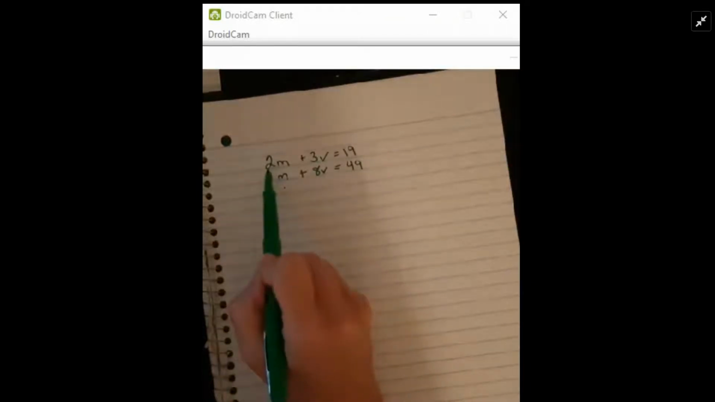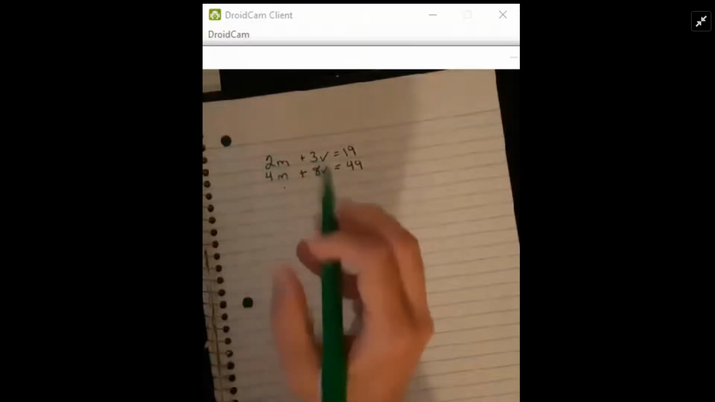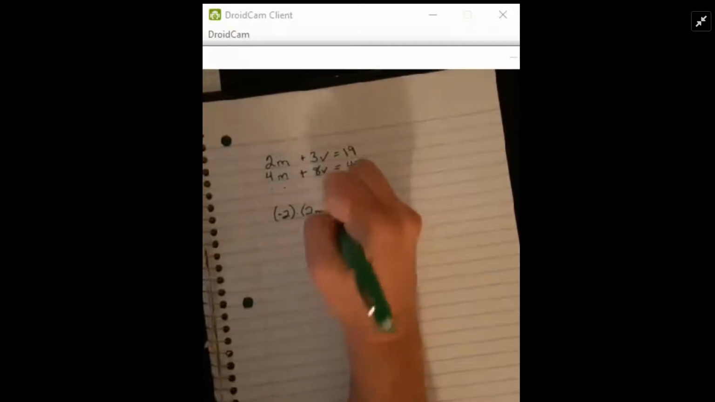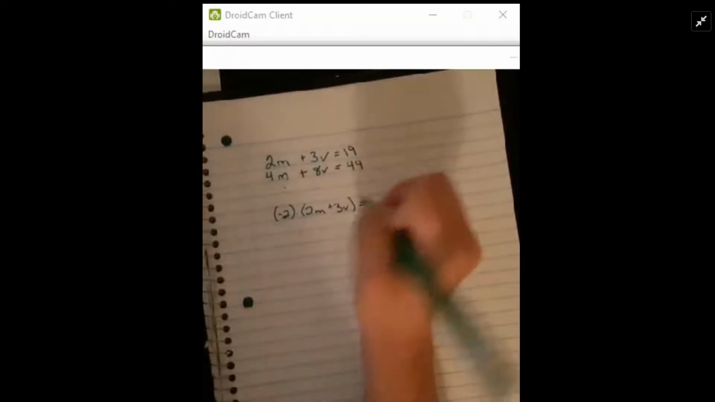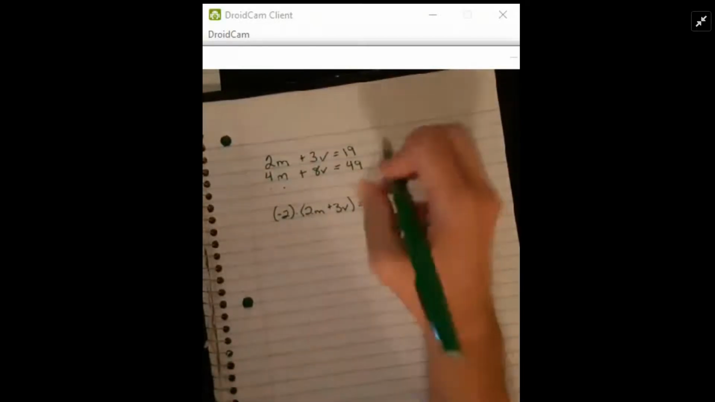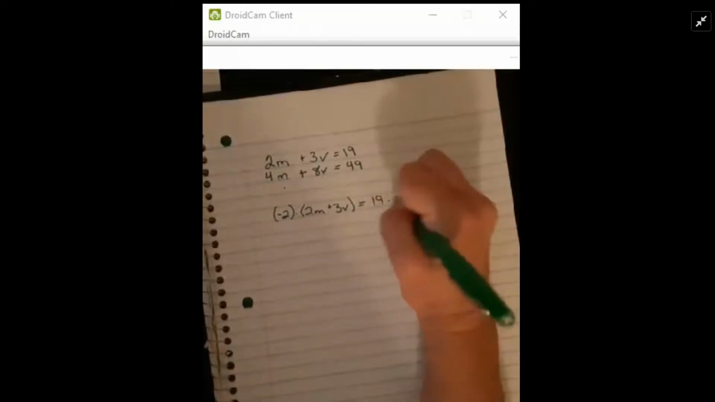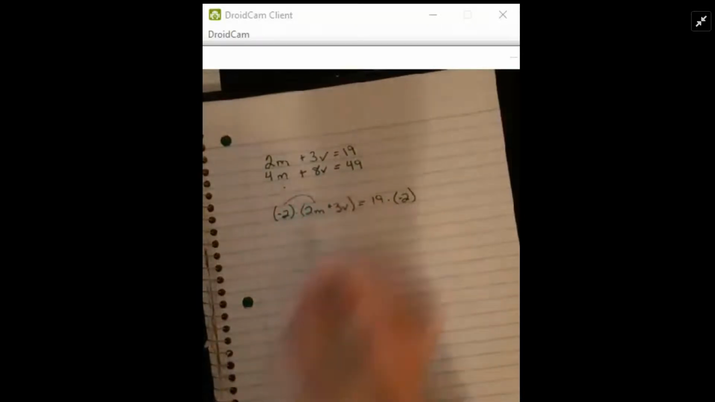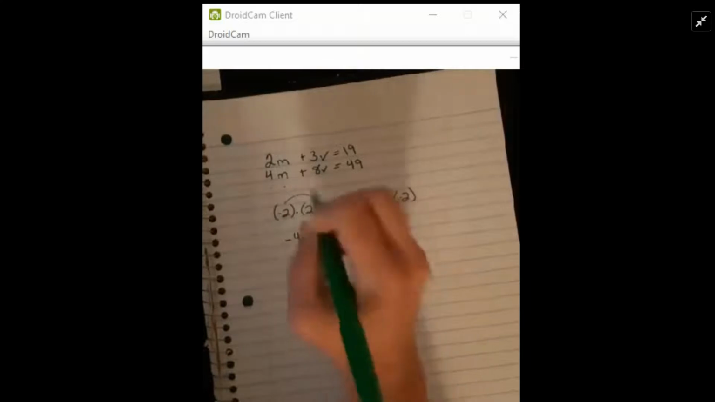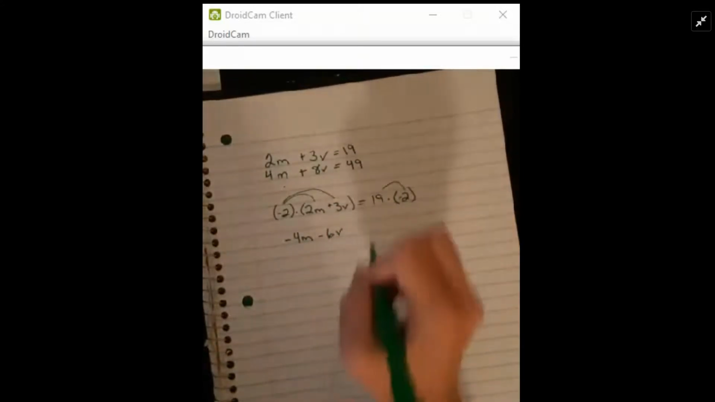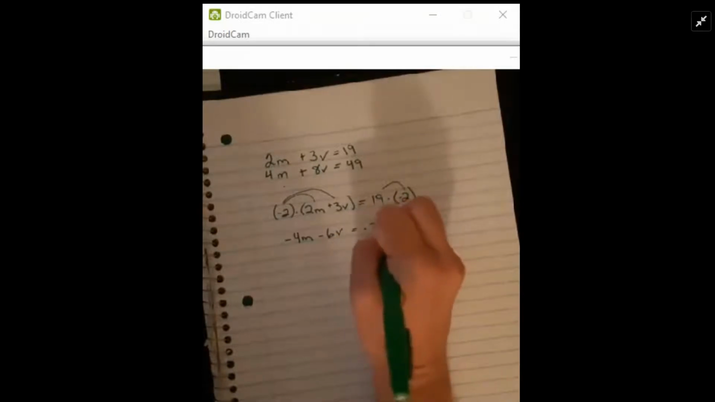And I see that I can make this a negative 4m by multiplying by negative 2. So if I just say negative 2 times 2m plus 3v equals, now remember if you have an equal sign, it's a balanced equation. So if you multiply by negative 2 on one side, you have to multiply by negative 2 on the other side. So by doing that, negative 2 times 2m, you get negative 4m. Negative 2 times 3v, you get negative 6v. Then you've got negative 2 times the 19, and you get negative 38.